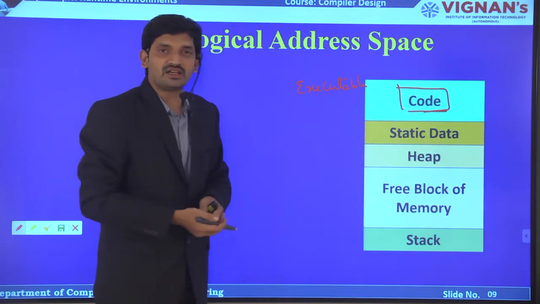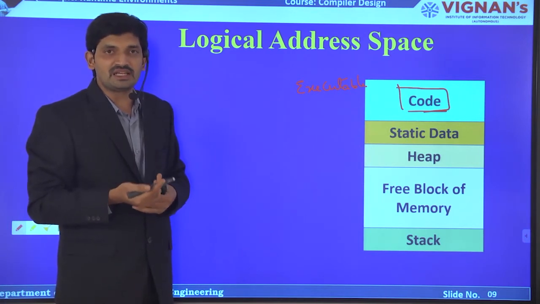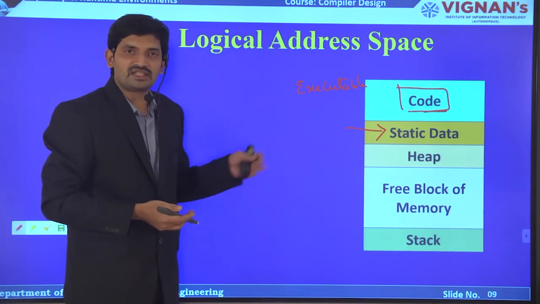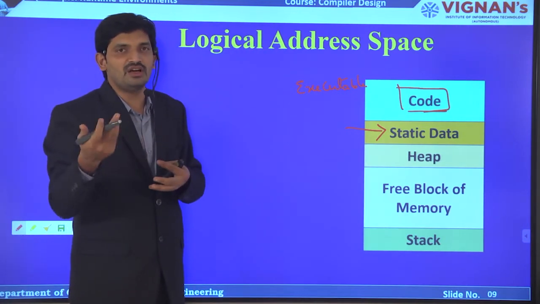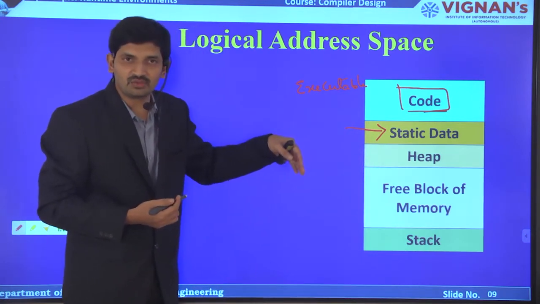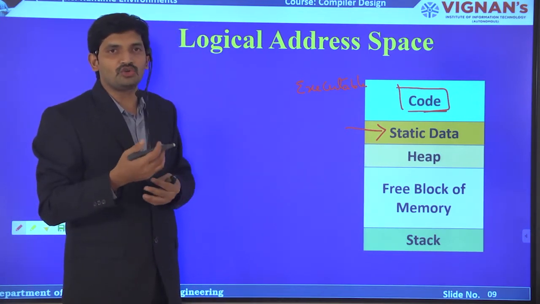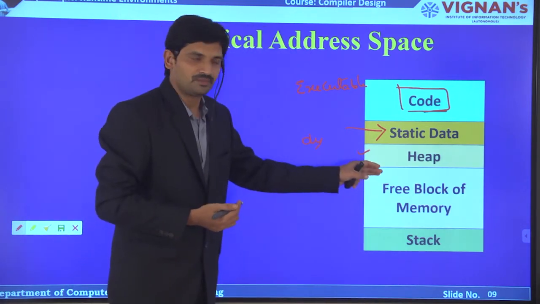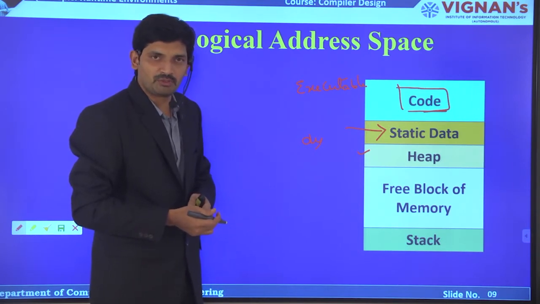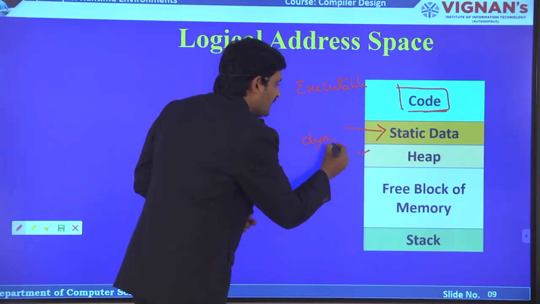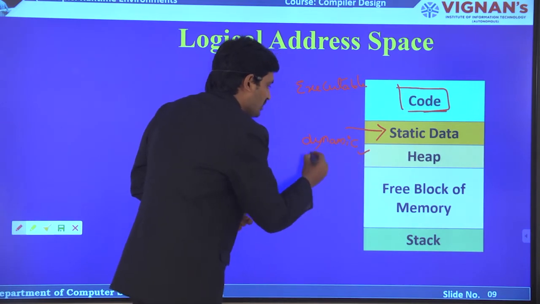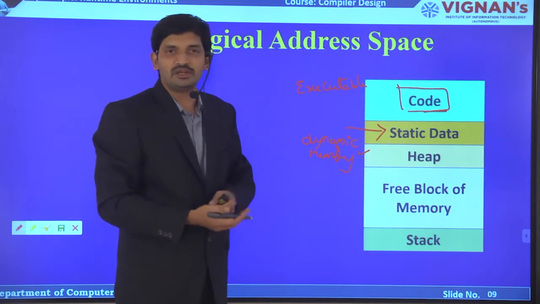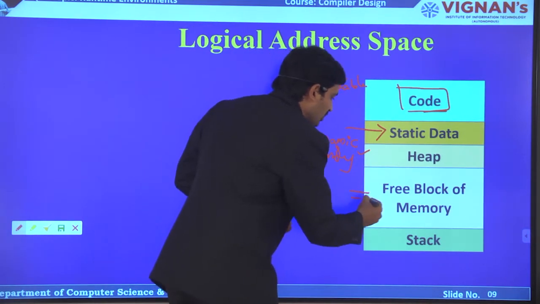Next, come to the static data. In our program, if we are using any static declarations, they are to be placed here. What is static? If we declare once, or assign some values, they are not to be changed in the remaining portion. Next, come to the heap. What is heap? Heap is some portion of the memory which is used for dynamic memory allocation. That means if we want to allocate memory at runtime, we are going to use this heap memory, and this is the free block of memory.